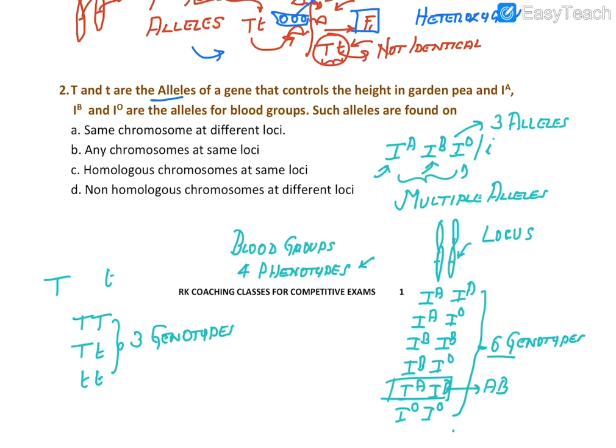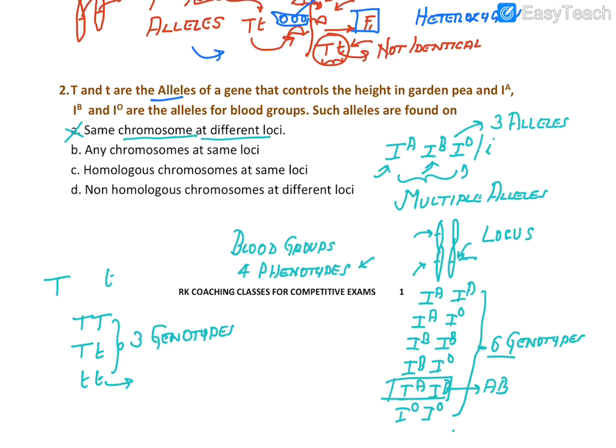Now coming to the question. If you take all these three alleles, they should occupy the same locus on homologous chromosomes, whether it might be the height of the pea plant or the blood group. If you take the first statement, same chromosome, they cannot be present on the same chromosome or different loci. Different loci means this is one locus and this is another locus. If they are present on different loci, then we don't call them alleles, we call them genes. That's why the first one is wrong.